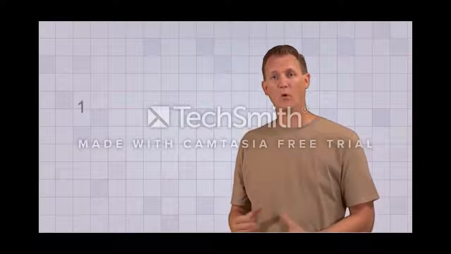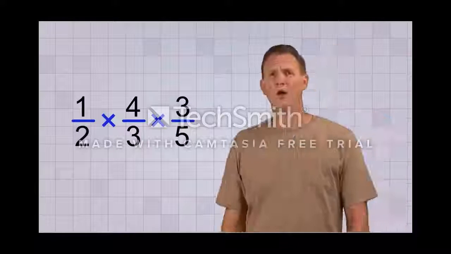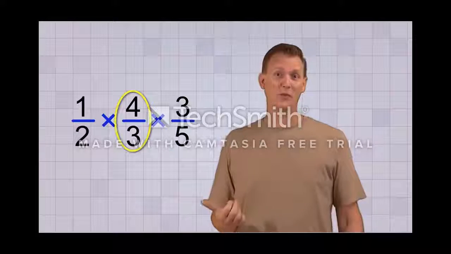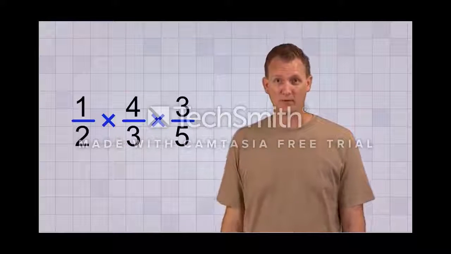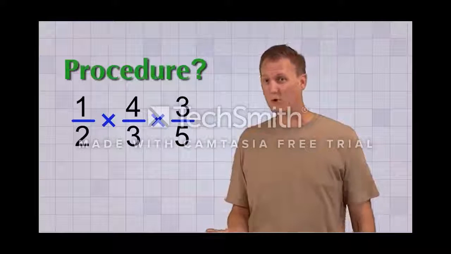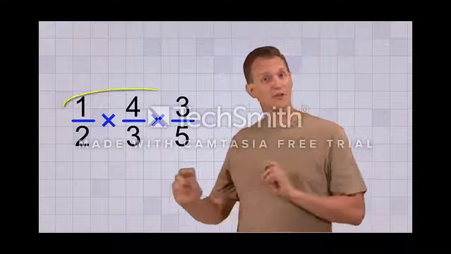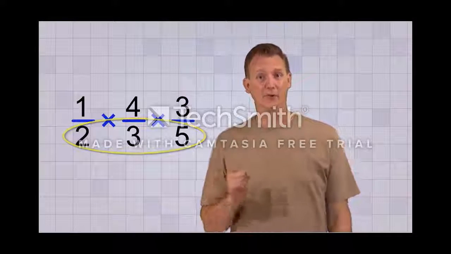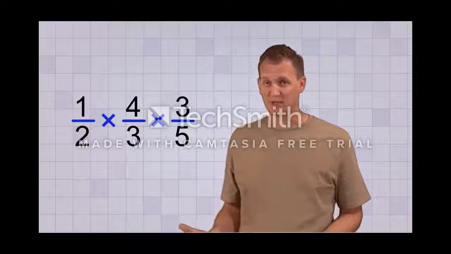Here it is. 1/2 times 4 over 3 times 3 over 5. Wait a minute, this has 3 fractions multiplied together, and the middle one looks like an improper fraction because its top number is bigger than its bottom number. Does our procedure work for this problem too? Yep, all we have to do is multiply all the top numbers together, and then multiply all the bottom numbers together, and we'll have our answer. And this will work no matter how many fractions we have to multiply.